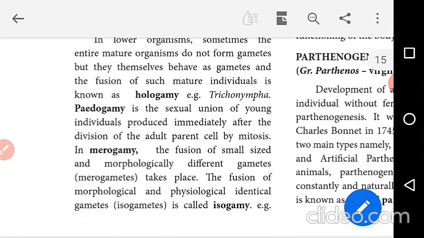That is called merogamy. The next type is called isogamy. What is meant by isogamy? Isogamy means the fusion of morphologically and physiologically identical gametes. Iso means same or equal, and gamy means gametes.